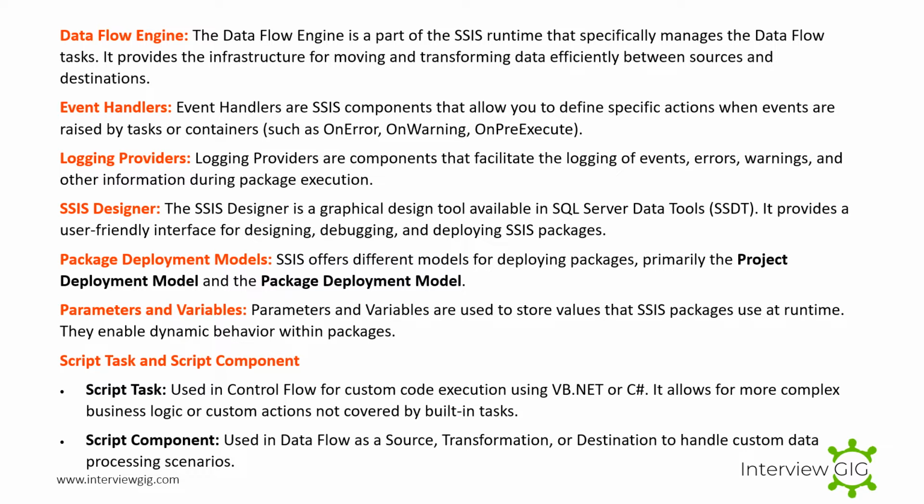Package Deployment Models. SSIS offers different models for deploying packages, primarily the Project Deployment Model and the Package Deployment Model. Parameters and Variables. Parameters and variables are used to store values that SSIS packages use at runtime. They enable dynamic behavior within packages. Script Task and Script Component. Script Task, used in control flow for custom code execution using VB.NET or C#. It allows for more complex business logic or custom actions not covered by built-in tasks. Script Component, used in data flow as a source, transformation, or destination to handle custom data processing scenarios.